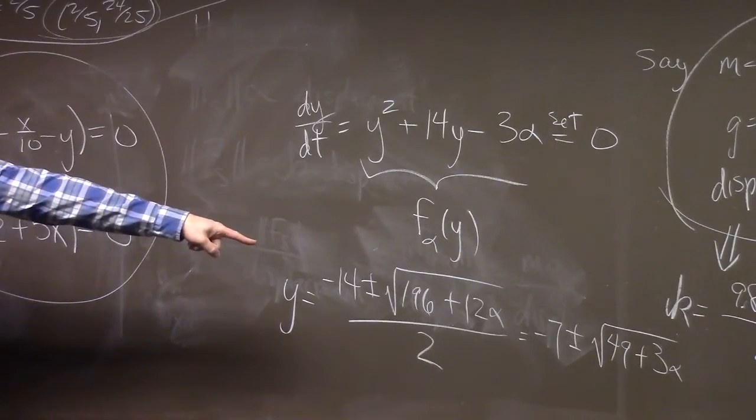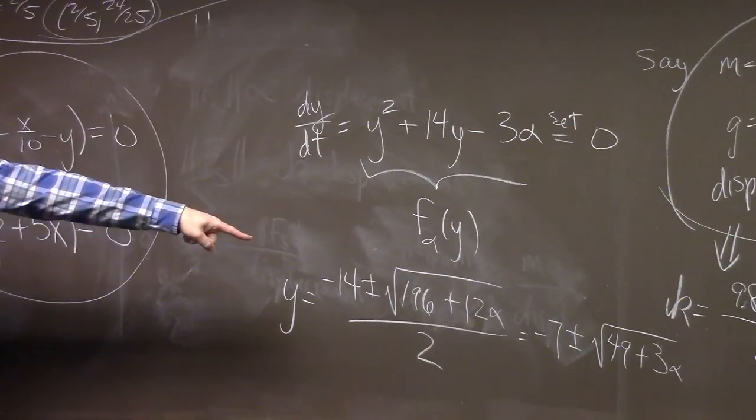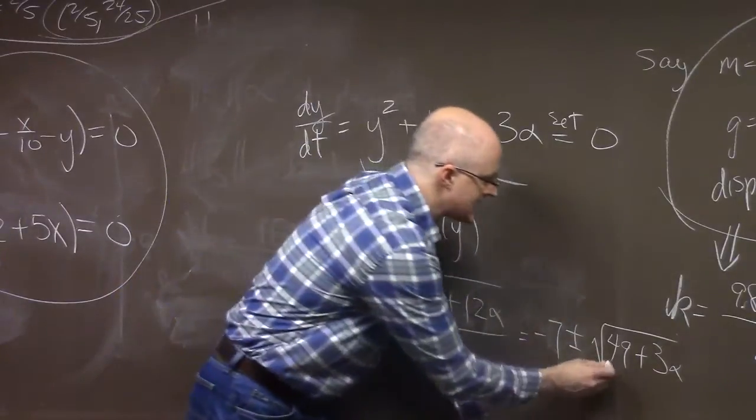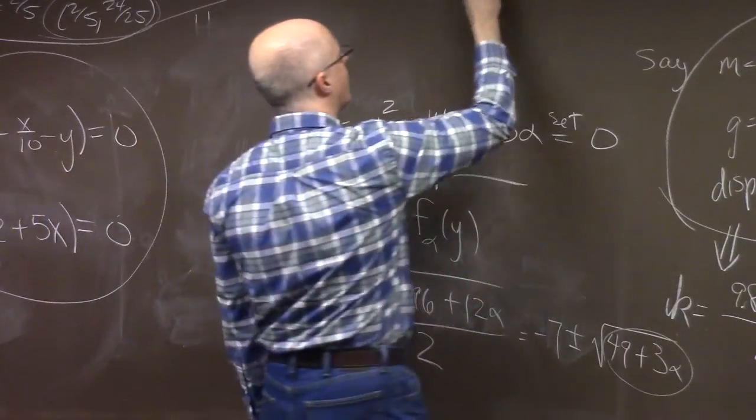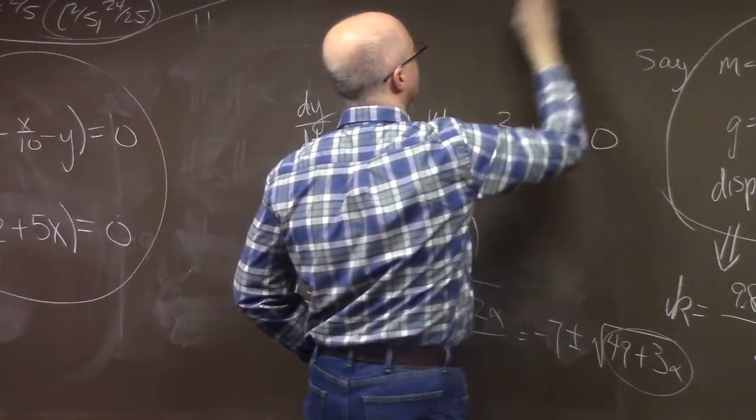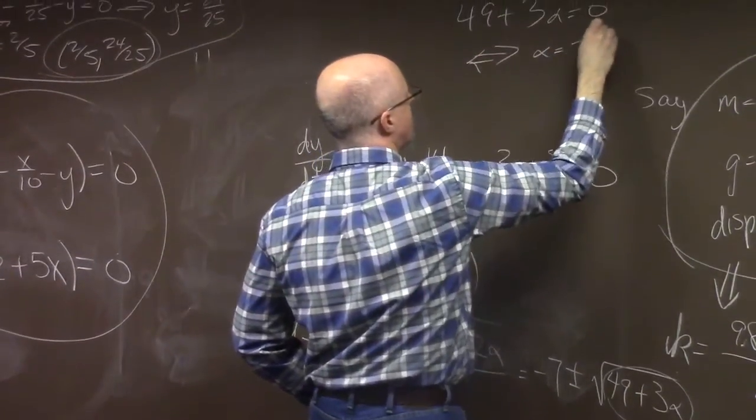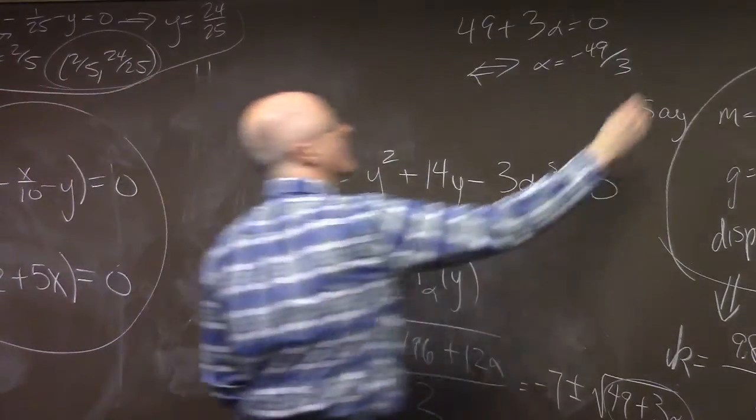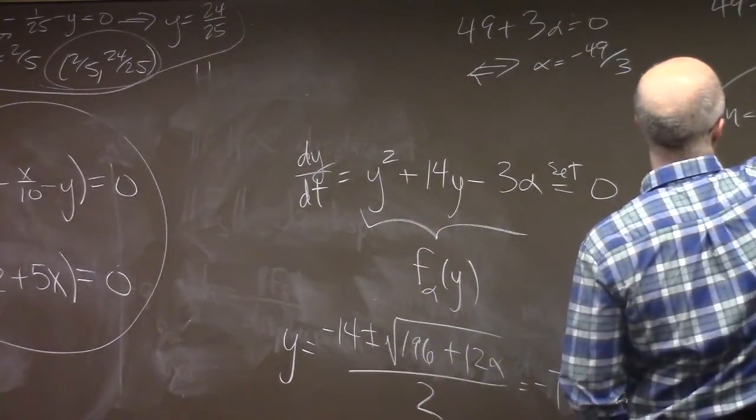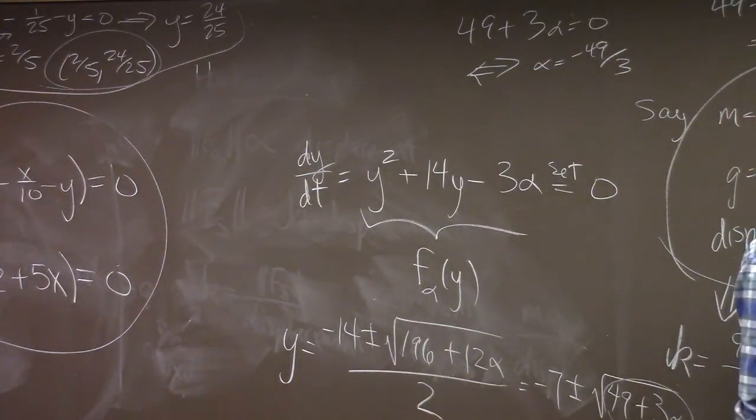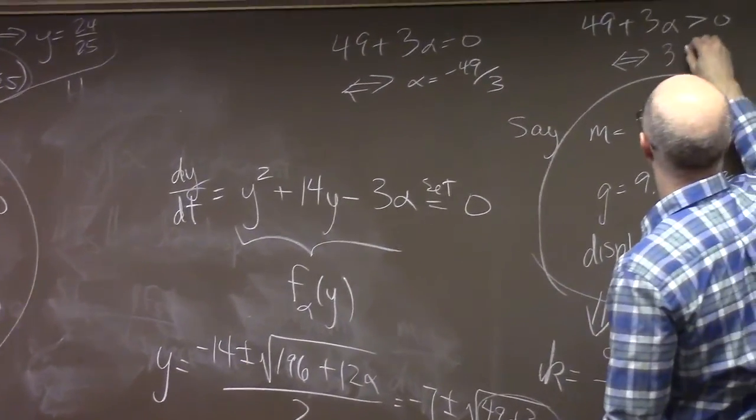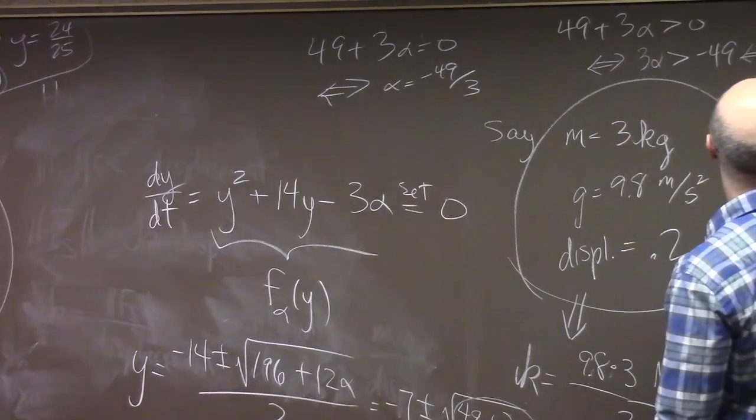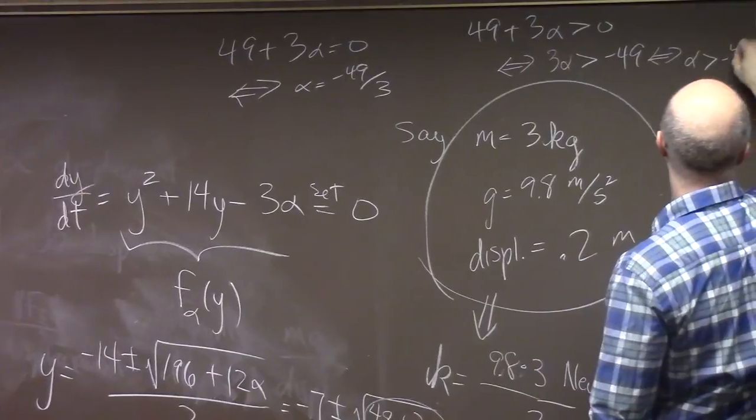What's the bifurcation value of alpha? Negative 49 over 3. Yeah. When is this 0? 49 plus 3 alpha is 0. When alpha is negative 49 over 3, that's the bifurcation value. When are you going to have 2 equilibrium points that are real numbers? When that's positive, you're going to have 2 distinct real equilibria, which is true if and only if 3 alpha is greater than negative 49, which means alpha itself is greater than negative 49 over 3.